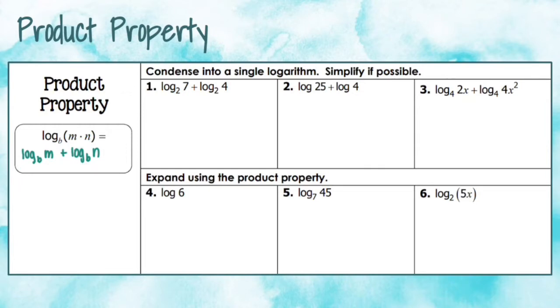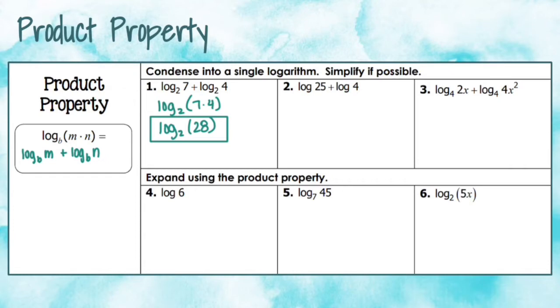We want to condense. So if this is addition, then we know that these can be multiplied because we have the same base. So this is just going to equal log base 2 of 7 times 4, which is log base 2 of 28. And honestly, I think that's enough information for you to finish the rest of these 3 problems. But then quickly, I'll do one of the expanding ones.